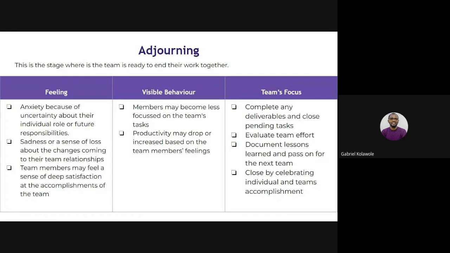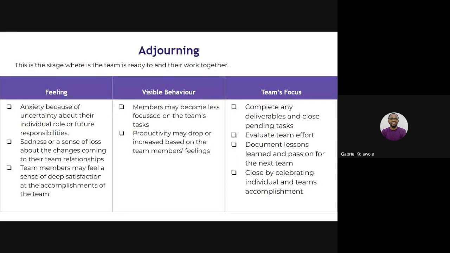Ensure that you help the team stay focused till the end to wrap up whatever is pending. And after that as well, teams should come together to evaluate their efforts and document their lessons. In project management, we call it a lessons learned meeting. In Scrum, we call it the Scrum sprint retrospective.